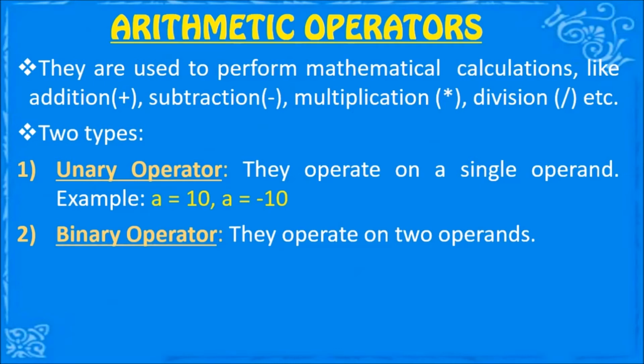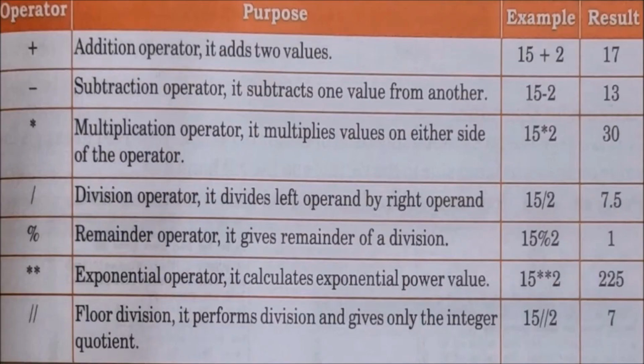So let's understand with the help of an example. These are different types of binary operators. Now here two operands are given to you in the example. If you see in the example, it is 15 plus 2. The first operator is addition and it is used to add two values. So 15 is an operand, plus is the add operator, and 2 is the next operand. So 15 plus 2 comes to 17.